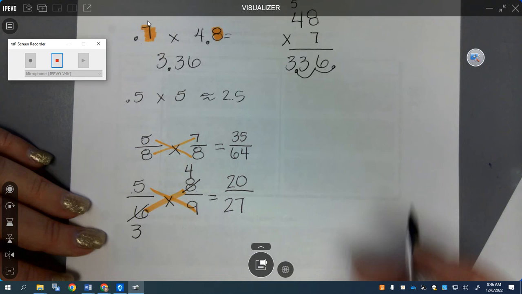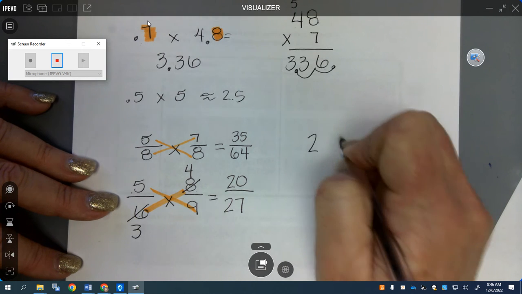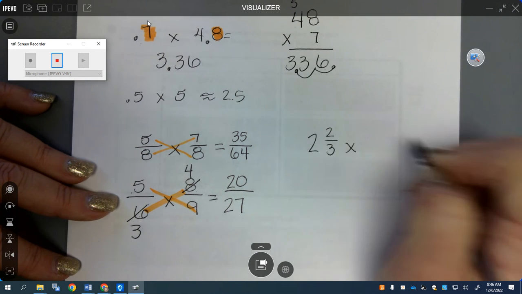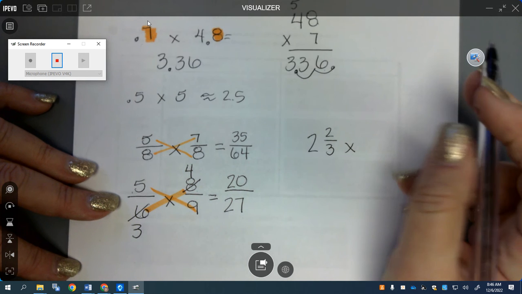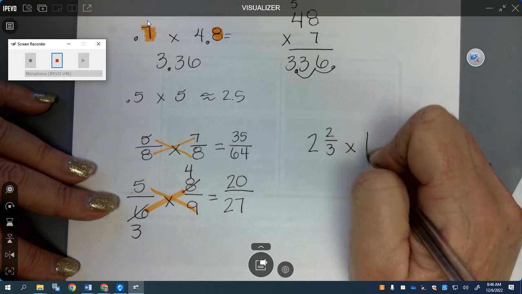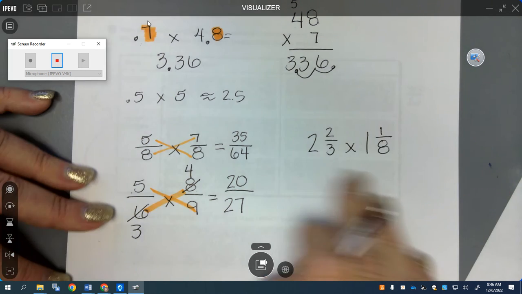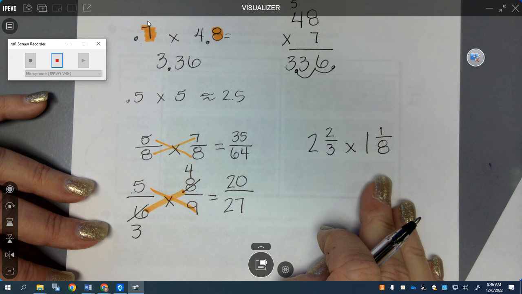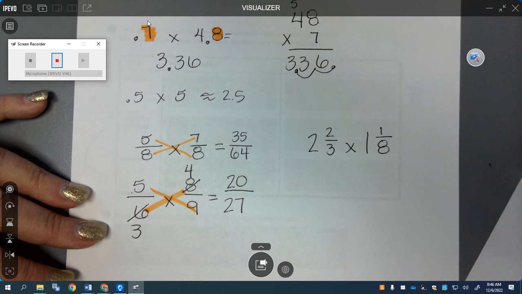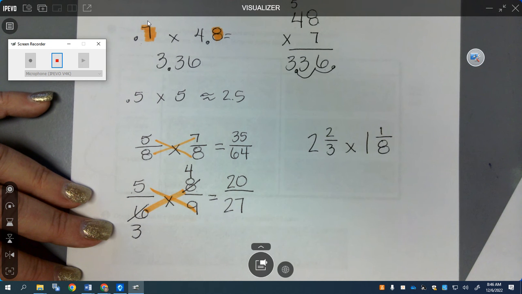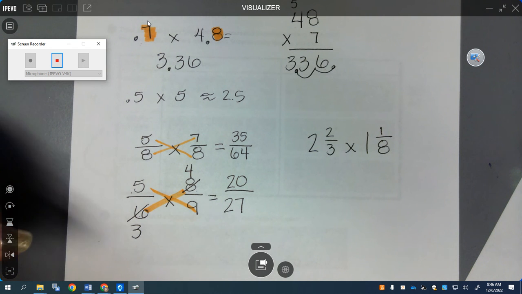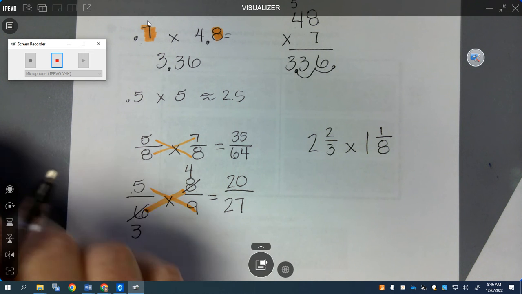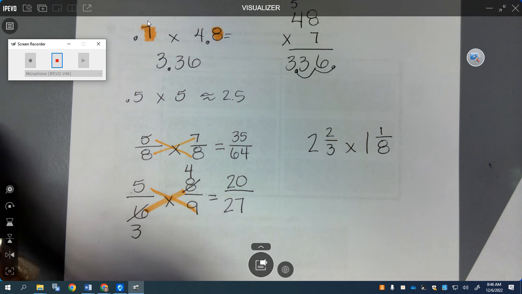What if you have mixed numbers? 2 and 2/3 times 1 and 1/8. Okay, what do you do in order to multiply these? What do you have to do first? You turn the whole numbers into the fractions. Add the bottom number to the top. You're on the right track.